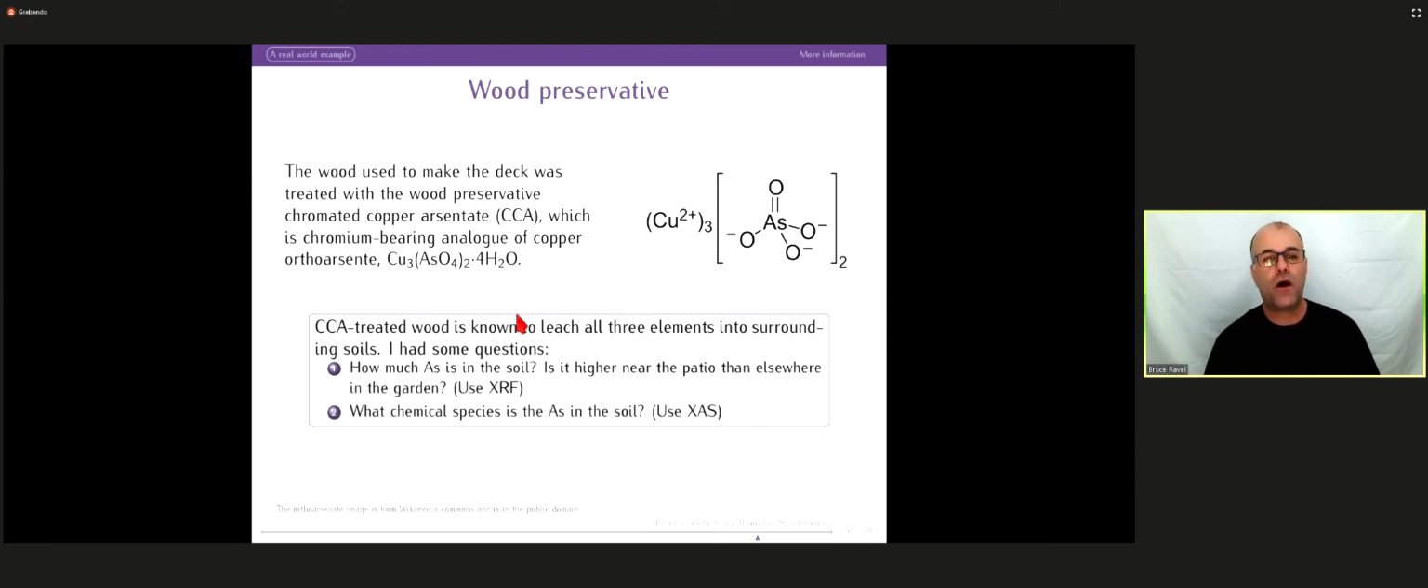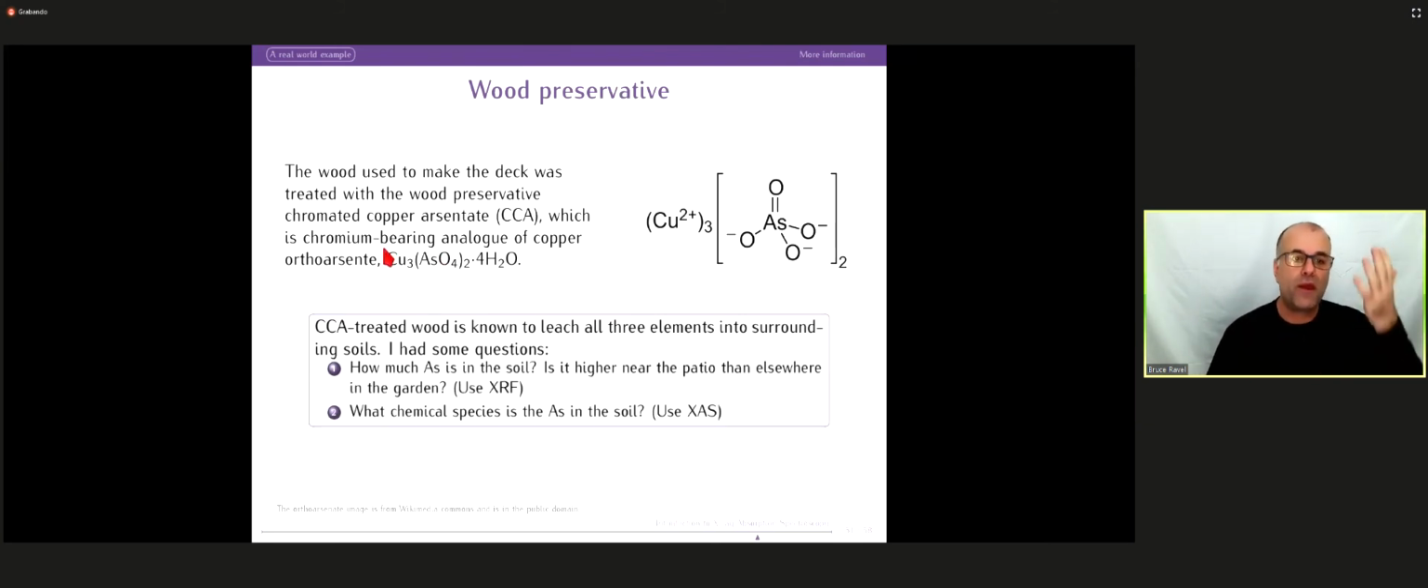You would put a chemical called a chromium bearing analog of copper orthoarsenate. It's this material. Here's the little diagram of it. It's dissolved in water. The wood is put into a vessel. The vessel is brought up to pressure, and that drives the water bearing copper orthoarsenate into the fibers of the wood. Why do they do this?